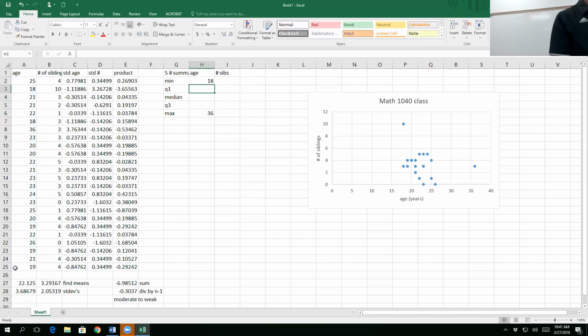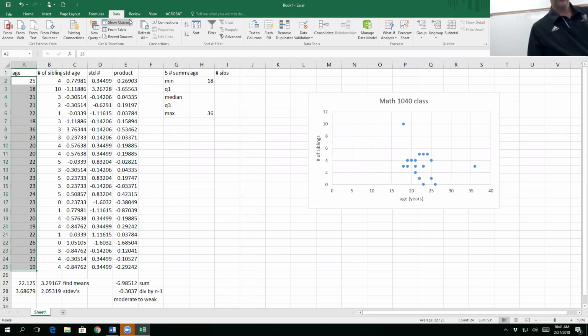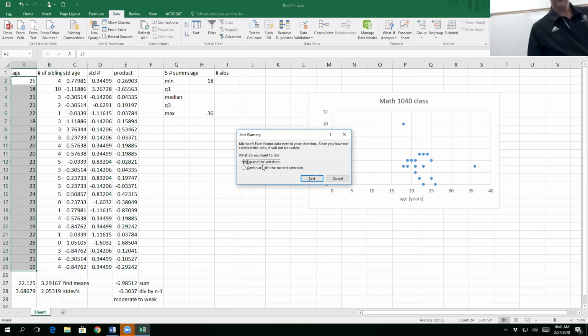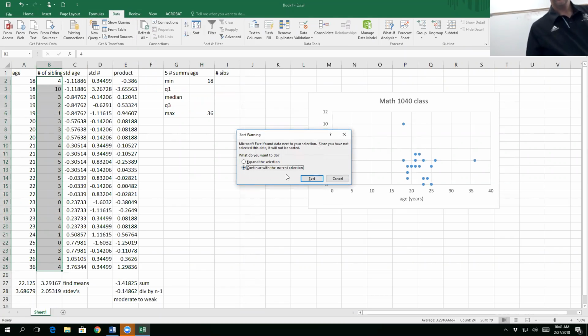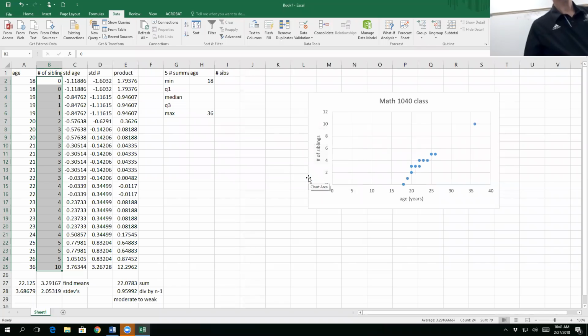Okay, Q1, how do we find that? Would it be a mistake at this point to order the data? Would it be a mistake? That's a really good question. I would leave it alone because here's the problem. I'm going to sort this data, sort A to Z. I'm going to continue with the current selection. Watch what happens to my graph when I do this. And now let me sort this one. Data, sort, continue with the current selection. Ooh, I just made that very linear.